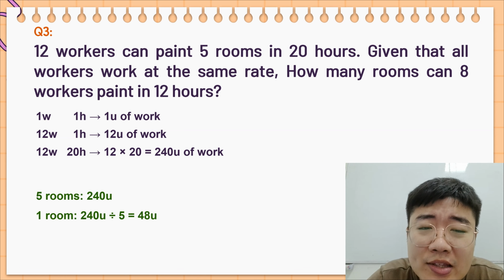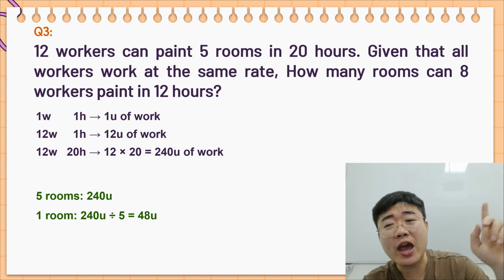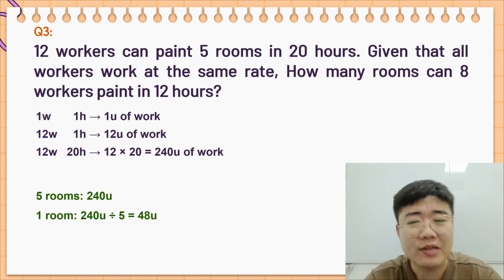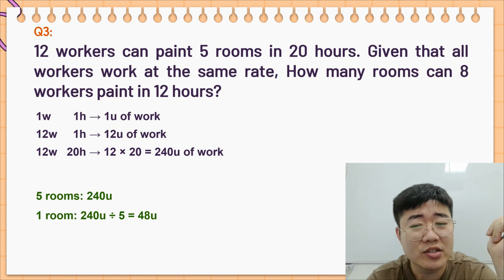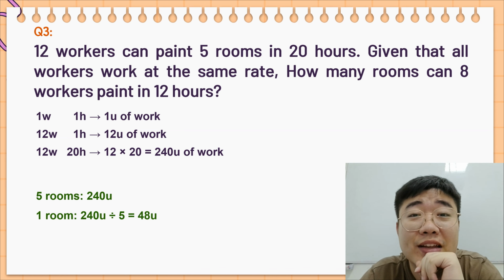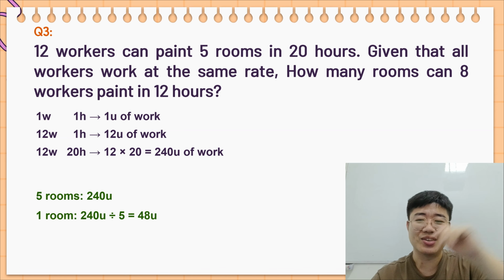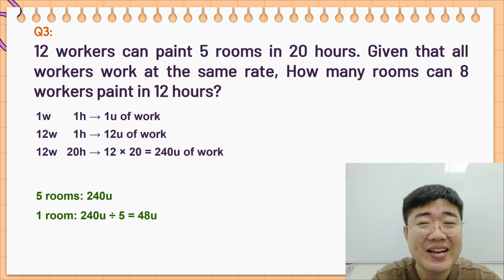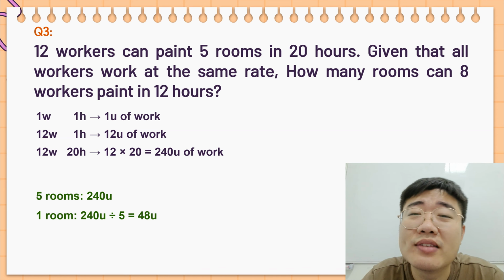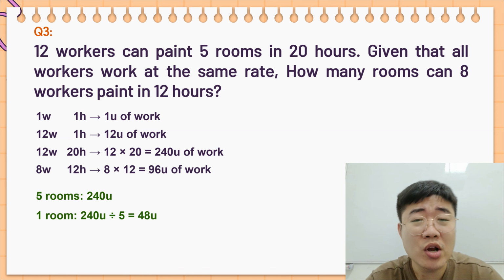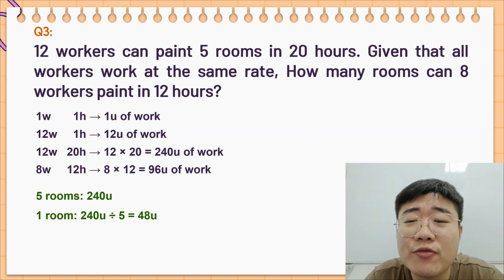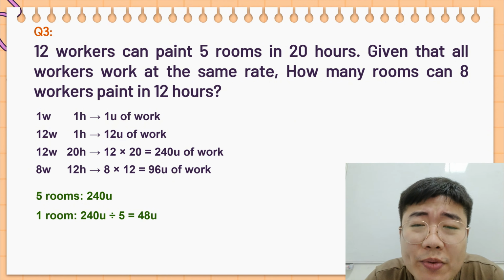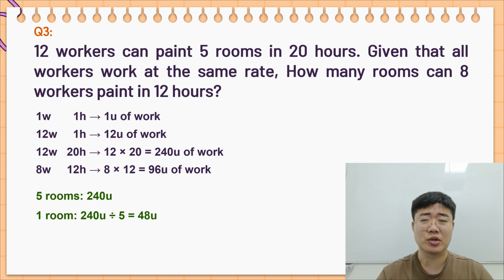So next thing we can think about. Now, they have 8 workers paint in 12 hours. So let's check. If it's 8 workers, 1 hour, how many units can they do? Yes, they can do 8U. Now let's increase it to 12 hours. What do we do? Yes, we just need to times 12. So 8 units times 12 gives us 96 units of work. So this group of workers can finish 96 units of work.